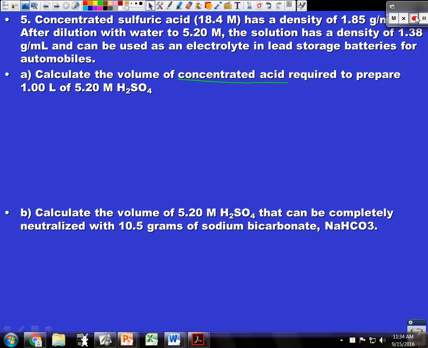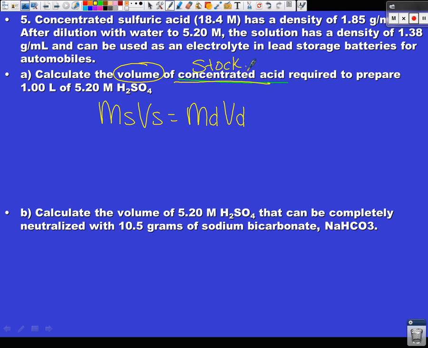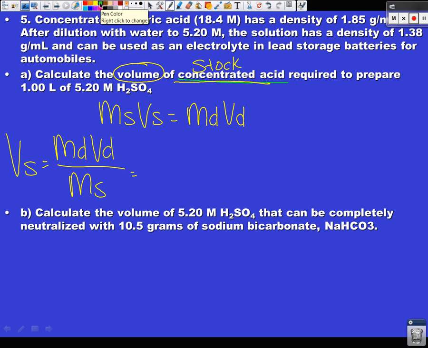Yeah. All right, so let's look at it. We should have established that we're using MSVS equals MDVD. And you guys said we're solving for the volume of the concentrated, which again stands for the stock. And if you want to write that up top, it may help you out. So we're solving for VS, which is MDVD over MS. Now, you've already told me that they give you the molarity of the concentrated acid.